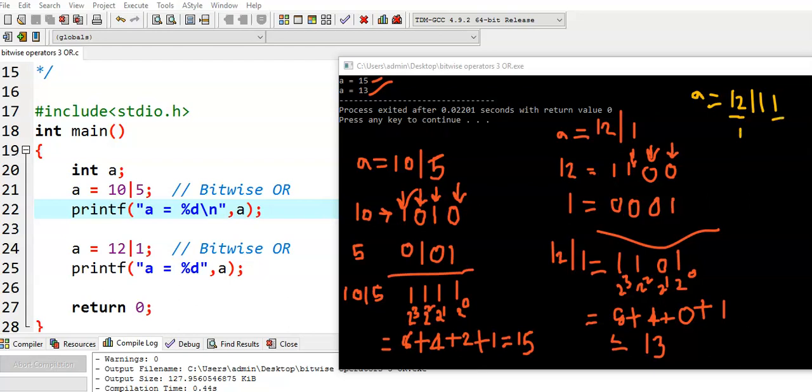is also a true value, it returns 1. 12 is treated as a true value, that's why it is treated as 1, and 1 is treated as a true value, that's why it is treated as 1. 1 logical OR 1 will give the value 1. Therefore 12 logical OR 1 gives the value 1, but 12 bitwise OR 1 will give the value 13. In this fashion, the bitwise OR operator and the logical OR operator differ from each other.